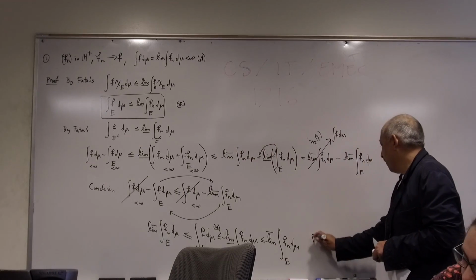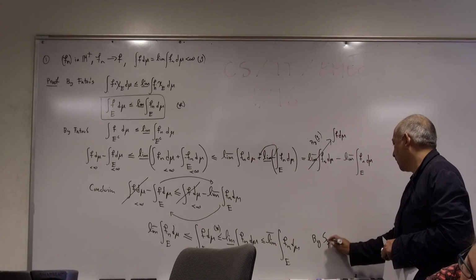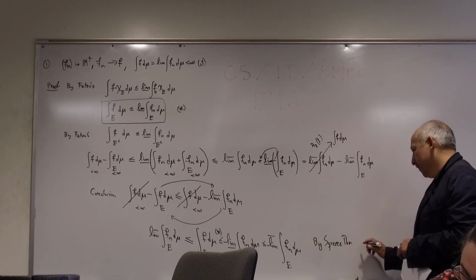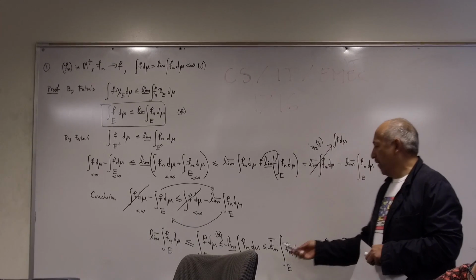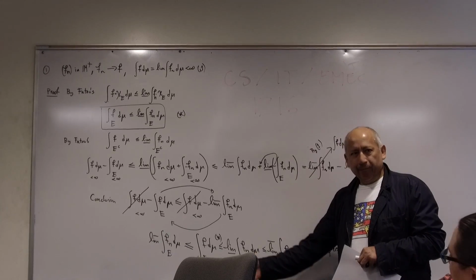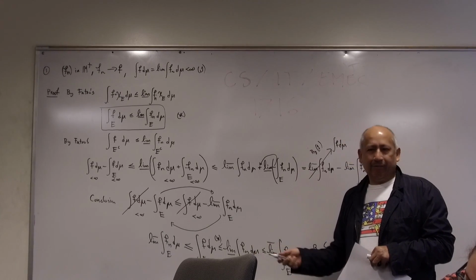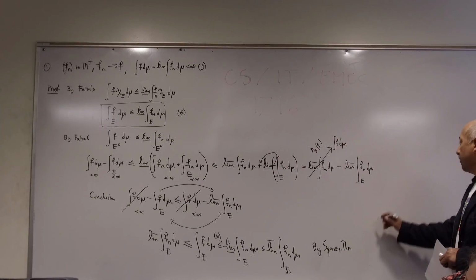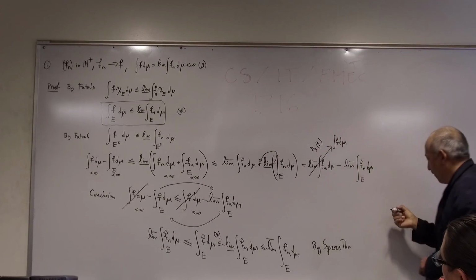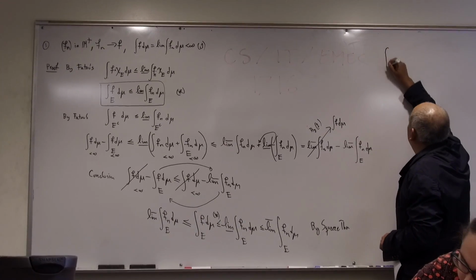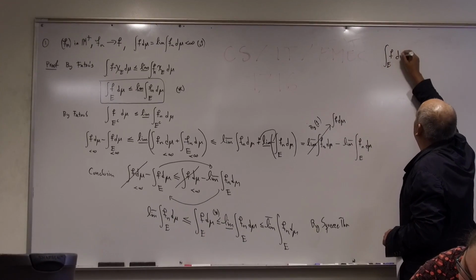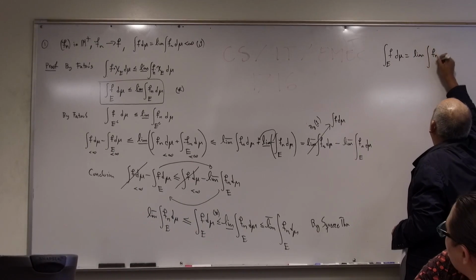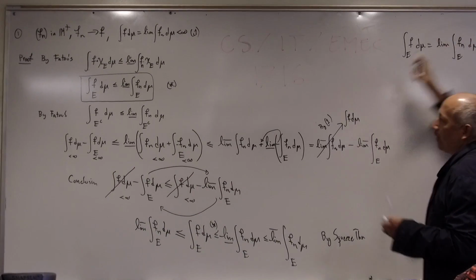Therefore, by the squeeze theorem, this matches that, so they are all equal. What do we get, guys? That the lim inf matches the lim sup, right? And when the lim inf matches the lim sup, the limit exists and it's equal to either of those. So by the squeeze theorem, the integral of f on E d mu is equal to the limit, and that's what we wanted.